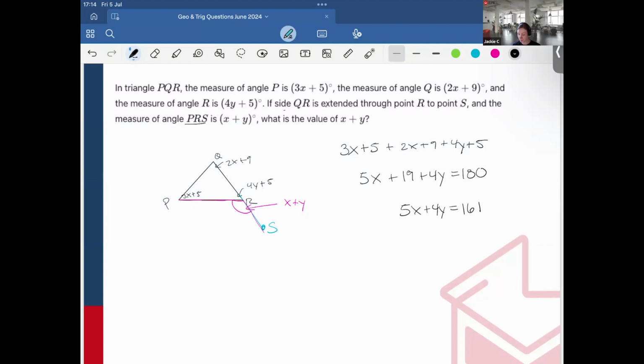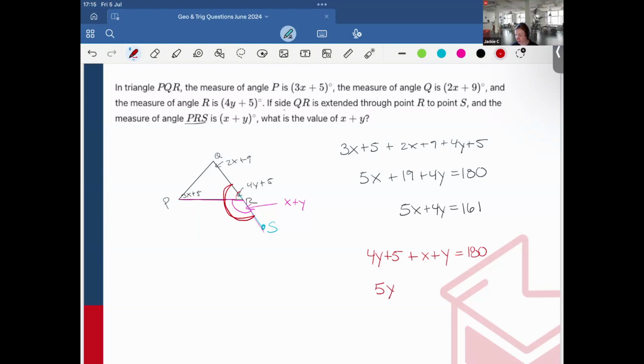Next, I know that this is x plus y, so look here. Yes, I'll put in red. So from here, I have a straight line, right? So I know that the sum of these two angles, 4y plus 5, as well as x plus y, angle PRS, is going to also sum to 180 degrees because it's on a straight line. Straight lines are 180 degrees. And again, I'm going to combine like terms. So for this one, I would have 5y plus x. I'm going to just move the 5 to the other side. So it's equal to 175.